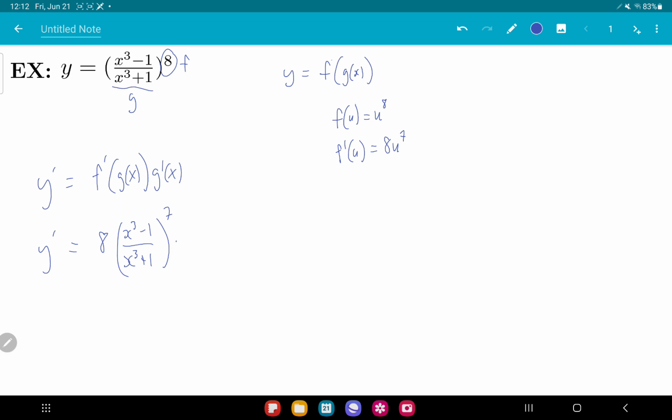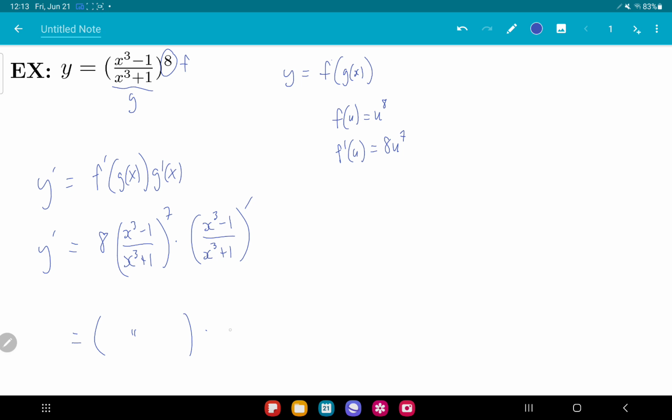And then times my g prime, which is going to be a quotient rule, which I will just leave for the next step. You can do it all in one step if you want, but for now, I'm going to put it just as a prime there. So g prime, that's what I have here. Okay, continuing on. This bit here doesn't change, so I'll just put ditto marks there.